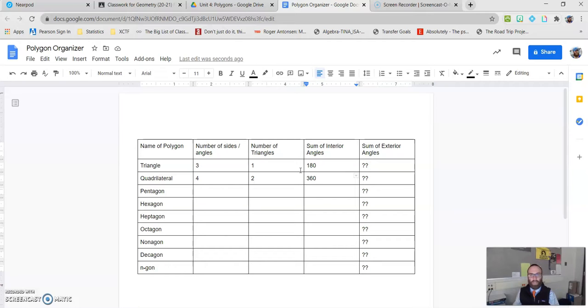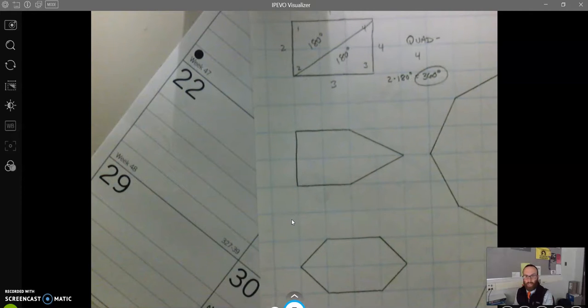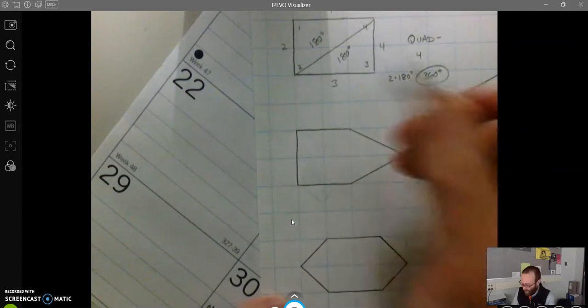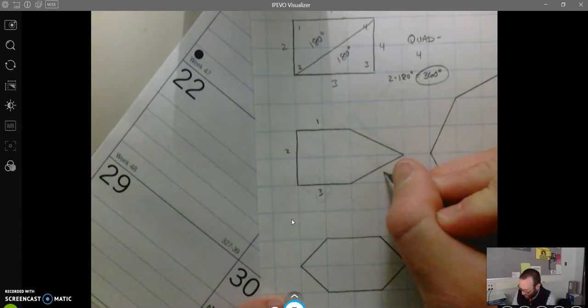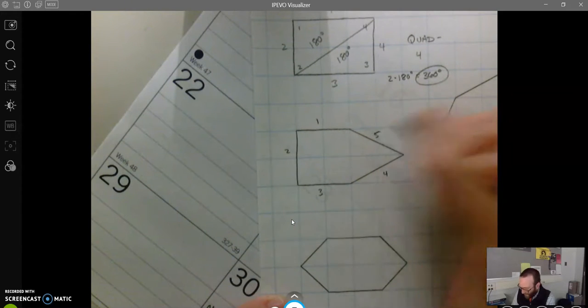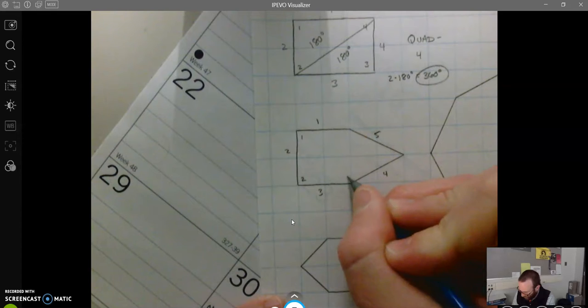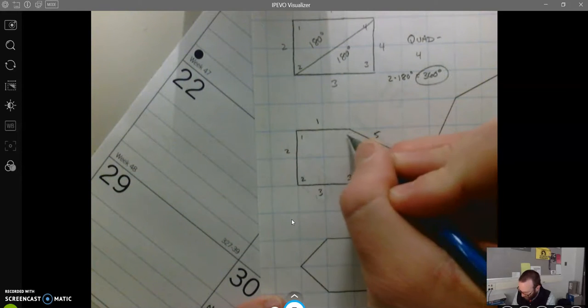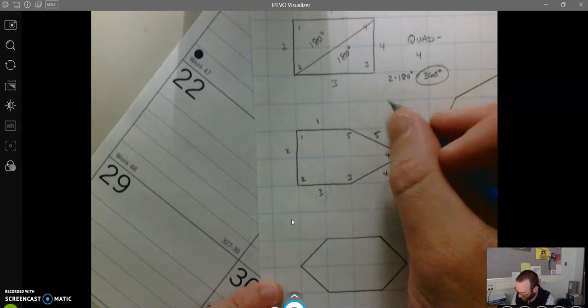As I go through the rest of these, pause the video and come back and fill in what you think for the rest. I'm going to skip down to my next figure. You see I've got 1, 2, 3, 4, 5 sides, and 1, 2, 3, 4, 5 angles. Now I ran out of space a little bit, so I'm going to write it up here.